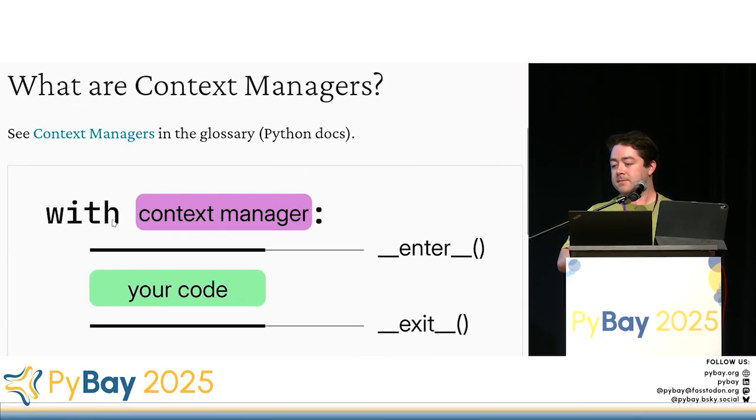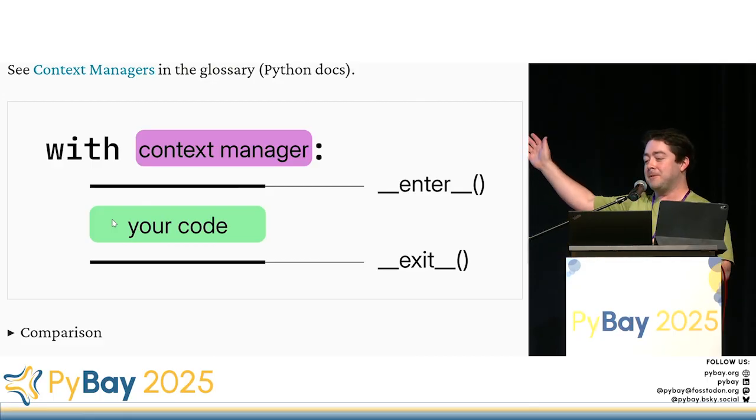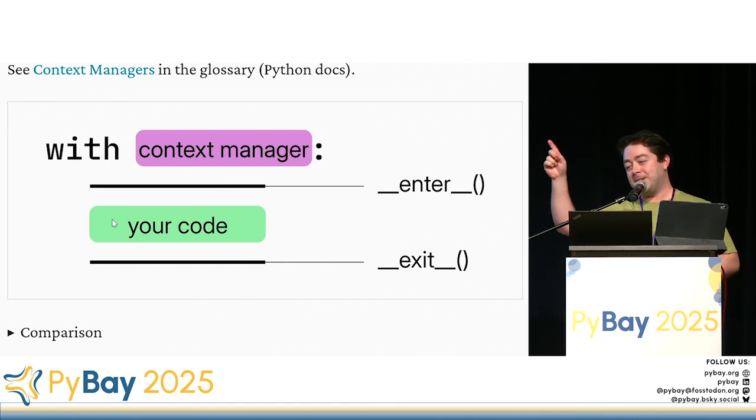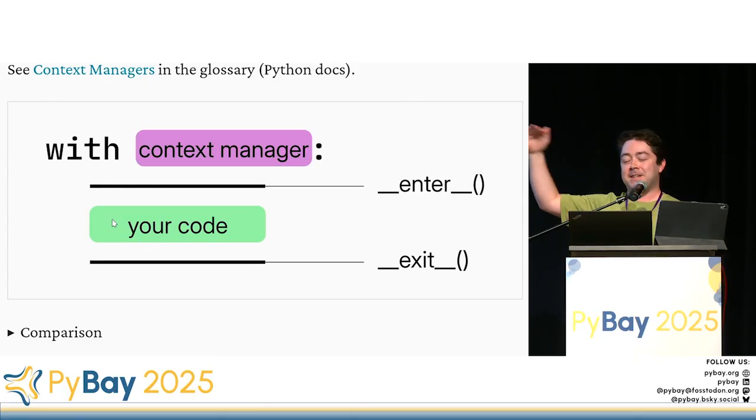Okay, we're back. So this is my high-level summary of all the technical stuff. You put your context manager expression in the with block. You have some code, and the enter and exit methods get called above and below that automatically for you.